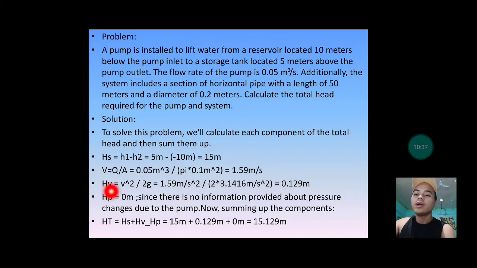So HV will be 0.129 meter. For HP, since HP is 0 meter, there is no information provided about pressure changes due to the pump. Now, summing up the components, HT is equal to HS plus HV plus HP, which is equal to 15 meters plus 0.129 meters plus 0 meters. So the total head will be 15.129 meters. Okay.